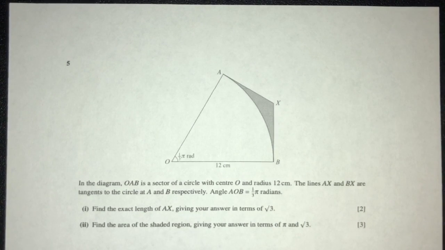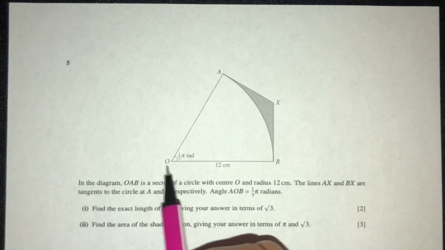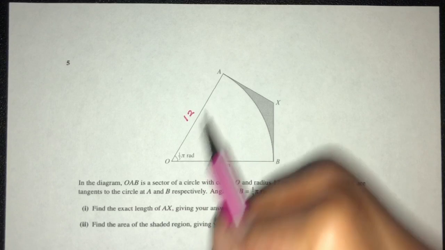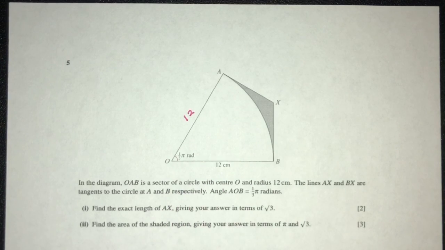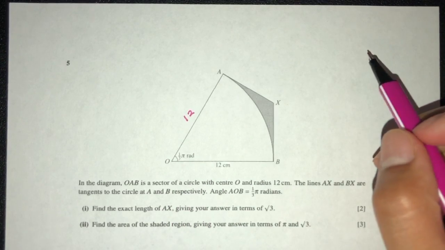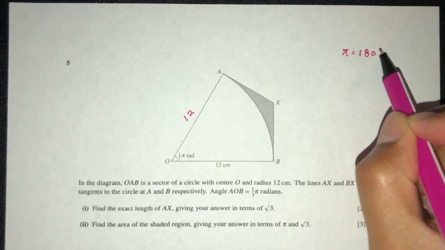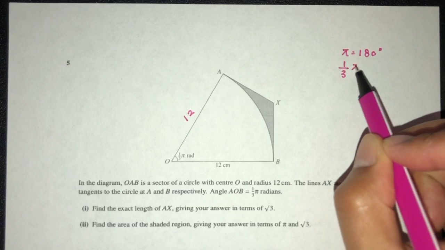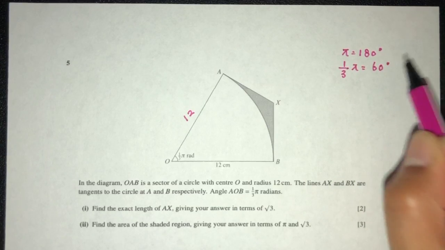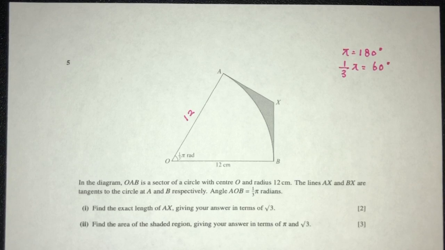In the diagram, we have OAB is a sector of a circle, center O and radius 12. So this is the radius, this is also the radius 12. Center O, and this is the angle 1/3 pi. Now we can always convert this if you want to. We know pi is equal to 180 degrees. So 1/3 pi is equal to 60 degrees. Up to you. You can work with degrees or pi as you please. Now again, it is always easier to work with radians in that case, because we can use the formula directly.